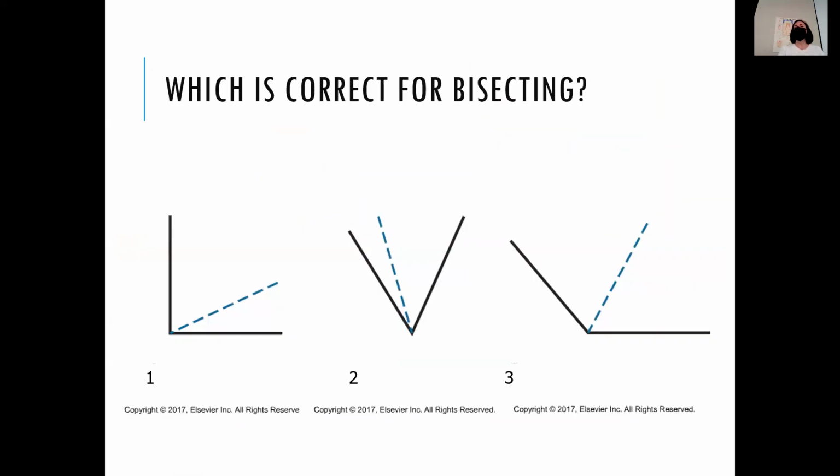So which one of these, 1, 2, or 3, has the correct bisector? You got it. Yep, 3. 3 has the correct bisect. That's bisecting the angle.